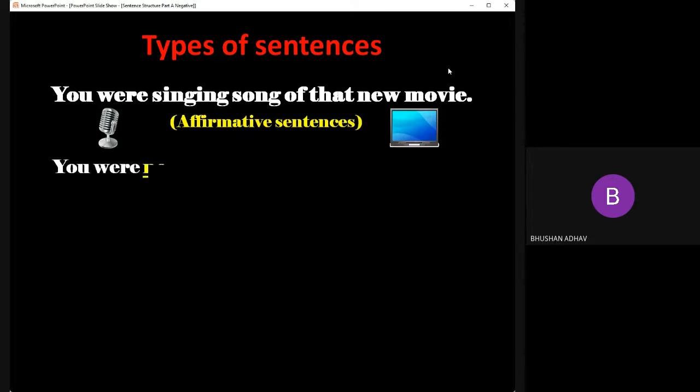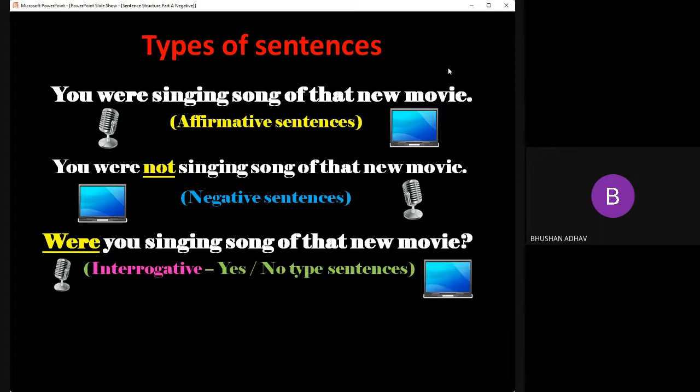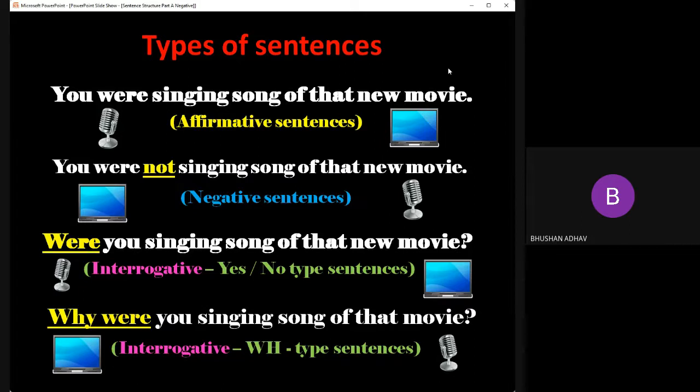it is exactly time to take the negative sentence. So for the negative sentence, if you look at the first affirmative sentence, you are singing a song of that new movie. And then when you see the negative sentence, clearly you can see just not has been added there. So you were not singing a song of that new movie. And then yes-no type, there is nothing special in yes-no type, just you have to keep the to be form at the starting of a sentence and end your sentence with a question mark.